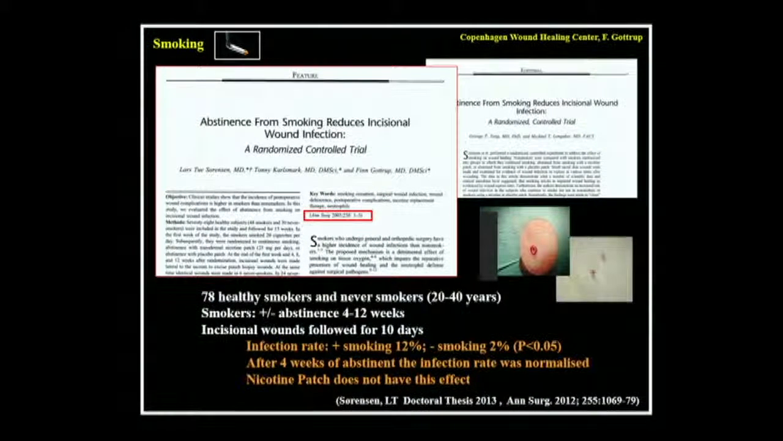And then we made a randomized study, which actually came out in Annals of Surgery, and found out that if you are a smoker, you have between 5 and 6 times higher risk of SSI postoperatively. You have bad wound healing, and you have a much higher risk of a surgical site infection. We also found out it's not the nicotine in the smoke which is the problem, because a nicotine patch doesn't have this effect. And to get this effect away, you need to stop smoking at least 4 weeks before elective surgery.